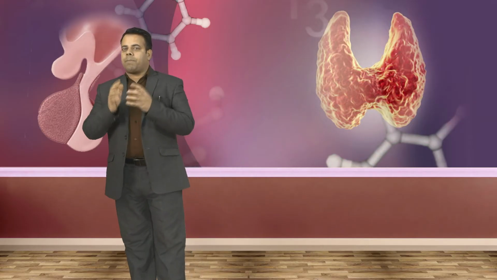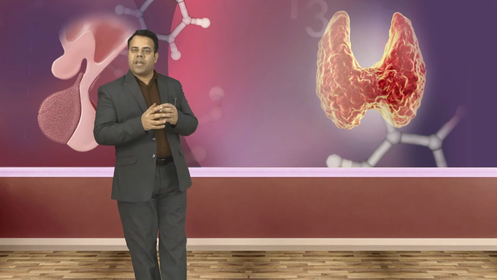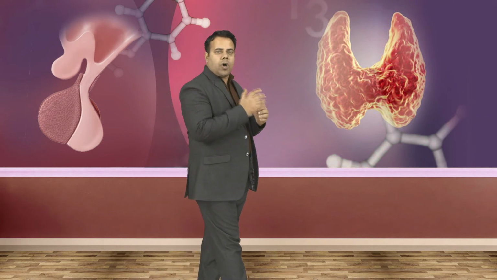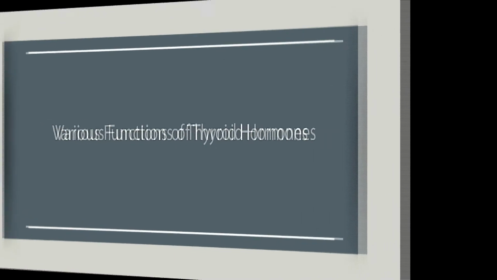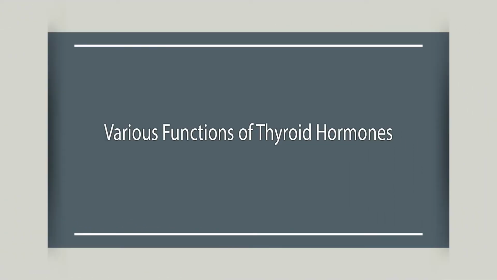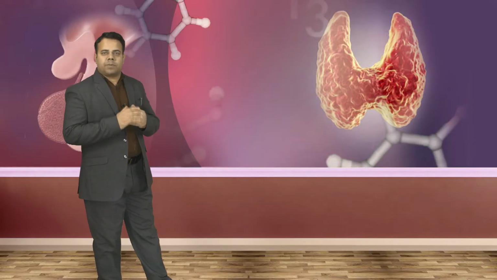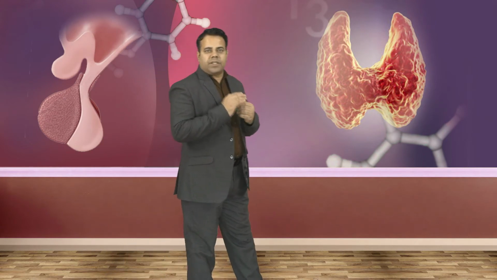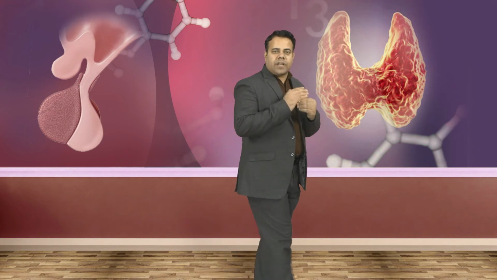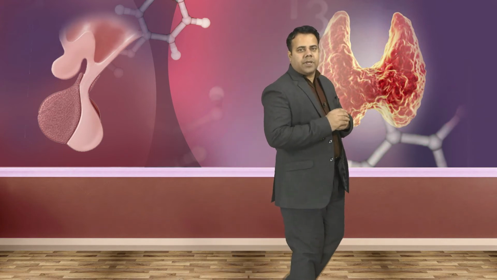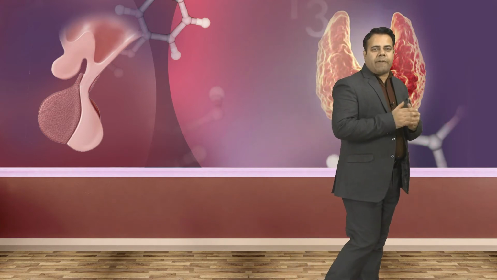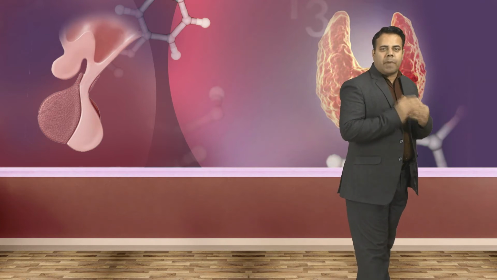Furthermore, there may be plasma membrane TRs which mediate rapid, direct, non-genomic actions of thyroid hormones on ion channels and pumps. Dear students, now let us discuss in detail about the various functions of thyroid hormones. The principal actions of thyroid hormones, particularly T3, are metabolic in nature, but there are also important interactions with other hormones and regulatory systems. As discussed, most actions are genomic, but non-genomic effects are currently a source of much interest.